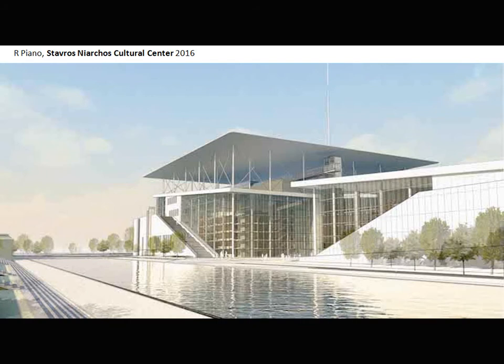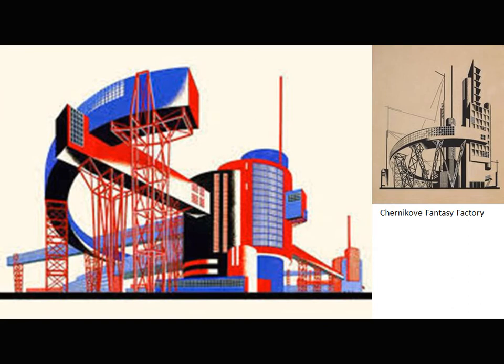And one of his latest projects in Greece is this cultural center. Again, you see that hovering roof above, supported with very tiny columns, which, next to water and glazed spaces, provides a strong sense of lightness as such. Again, back to Russian constructivism, these are beautiful drawings by Chernikov, because factory fantasy.